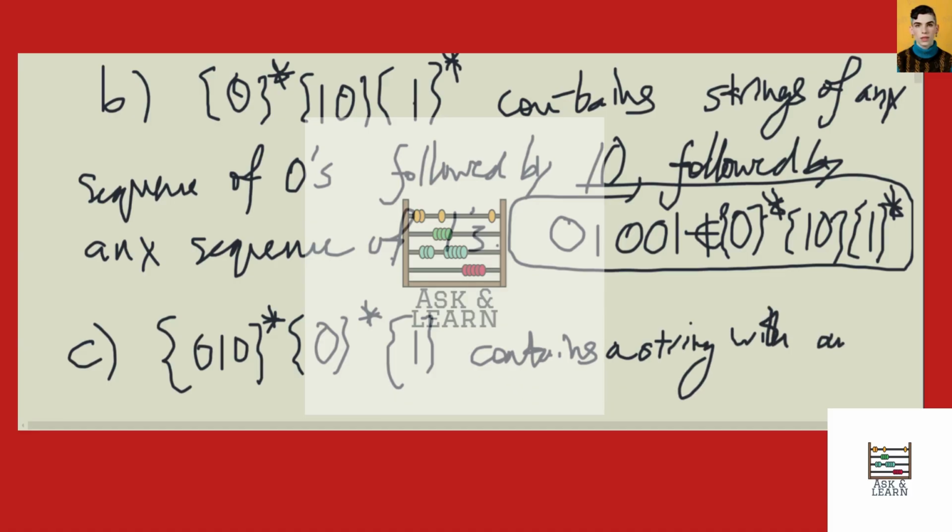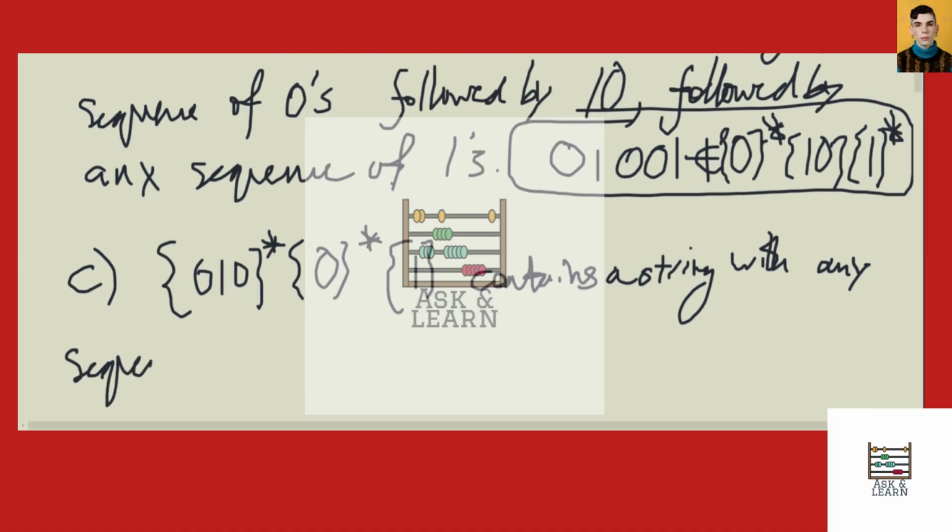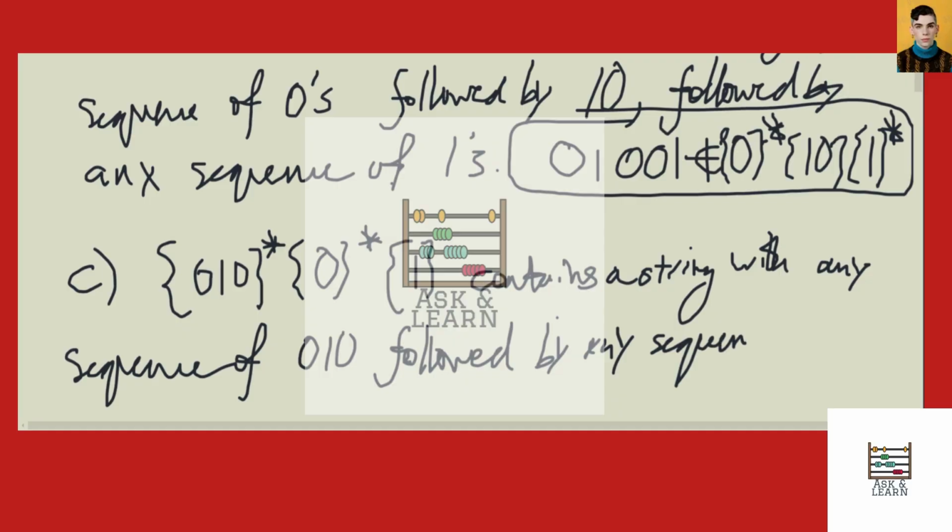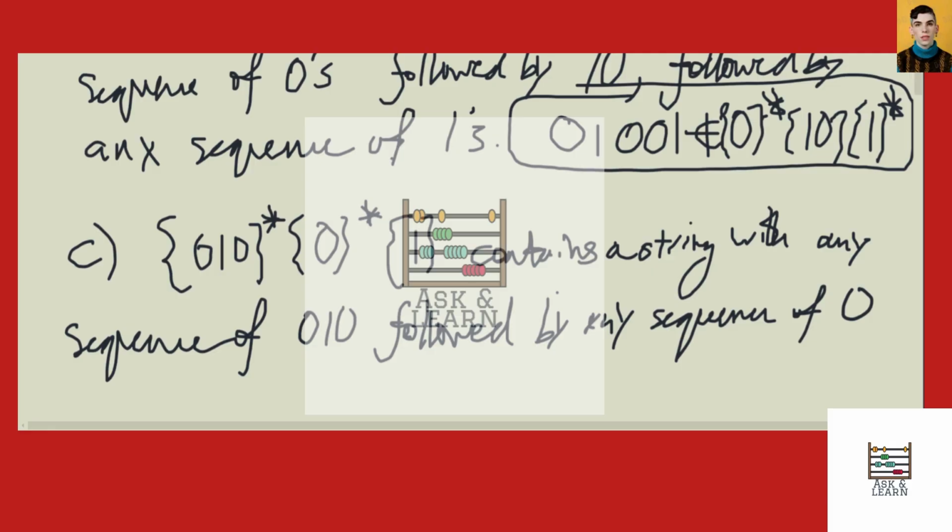with any sequence of 010, followed by any sequence of 0, followed by a 1. So this means that the set does contain the bit string 01001, since 01001 starts with 010, followed by 0, and then followed by 1.